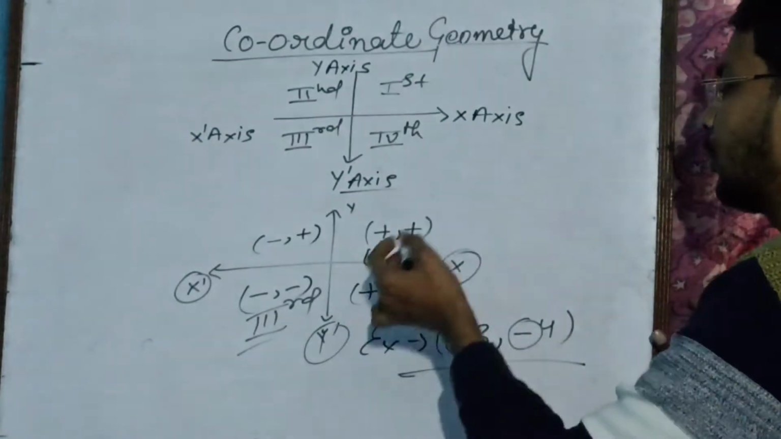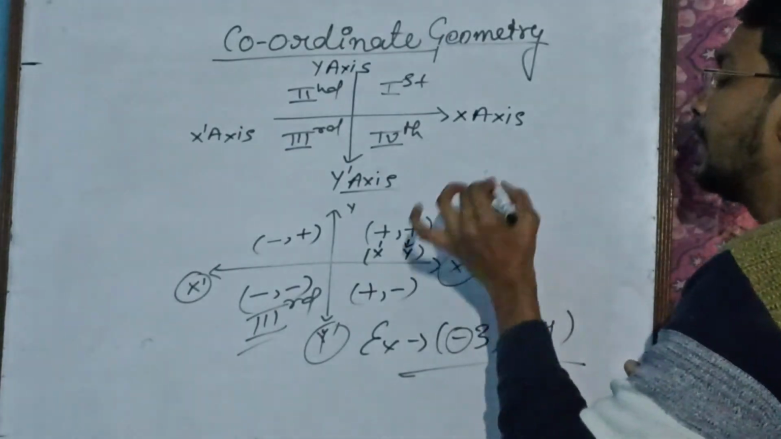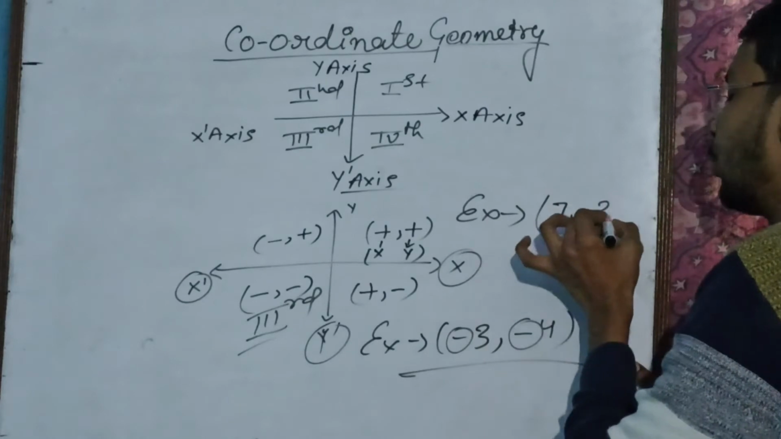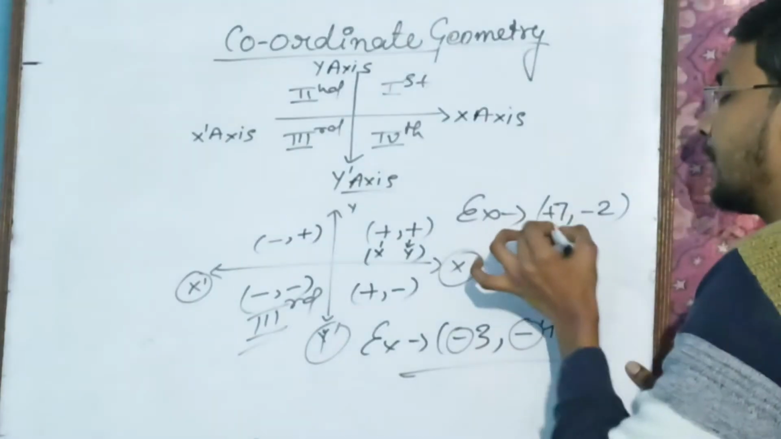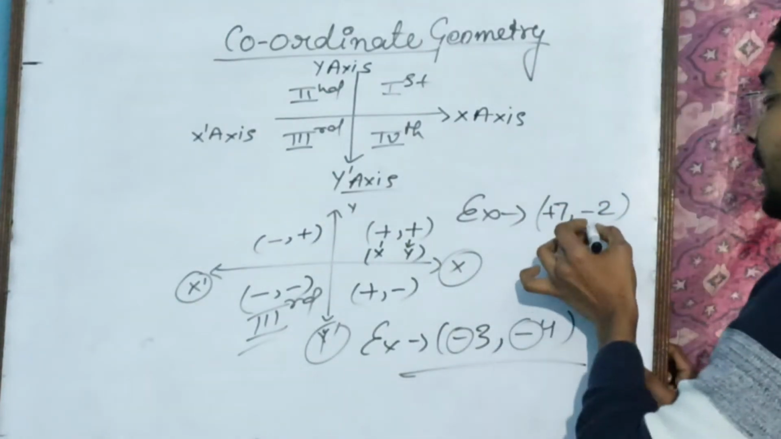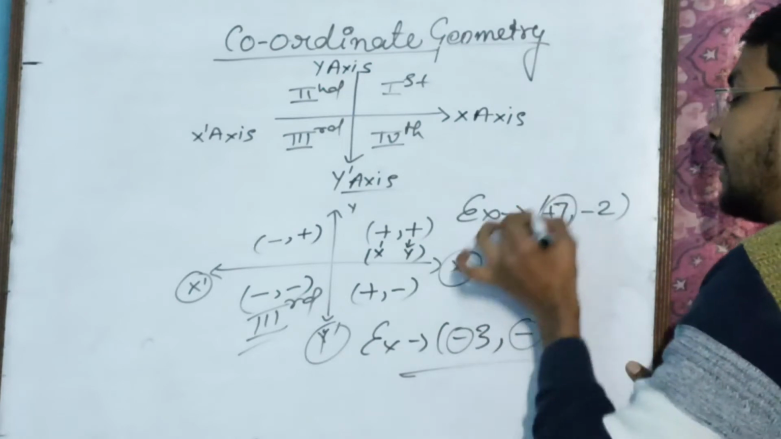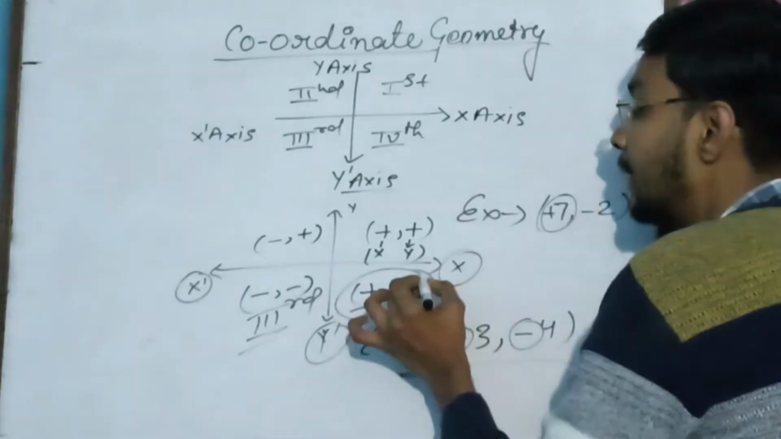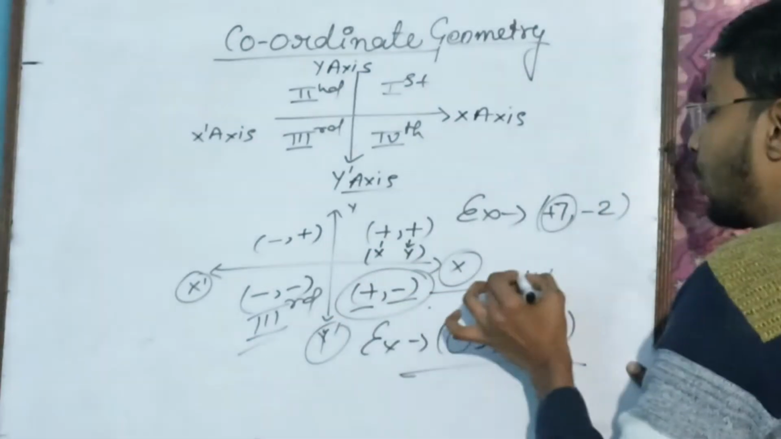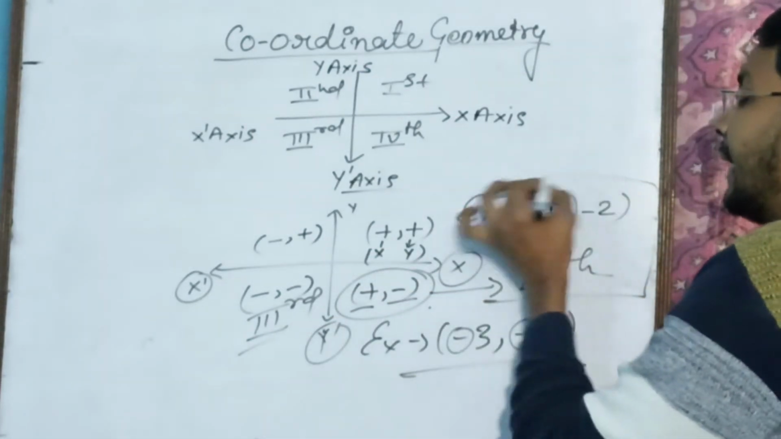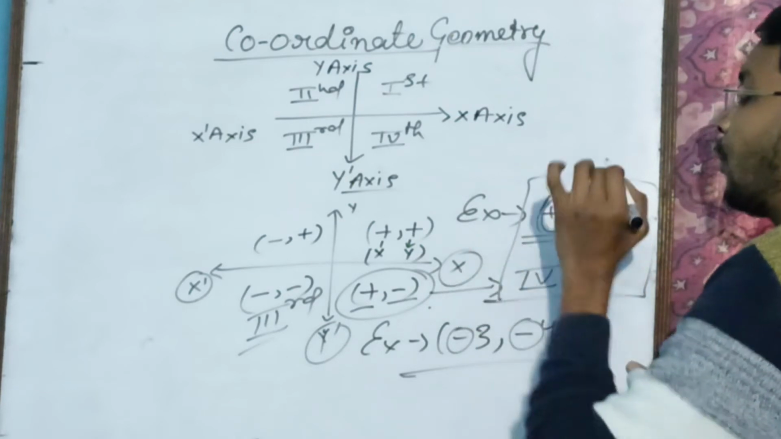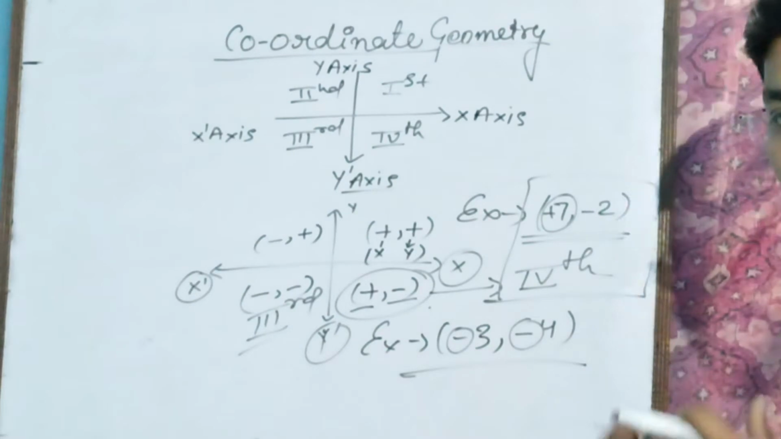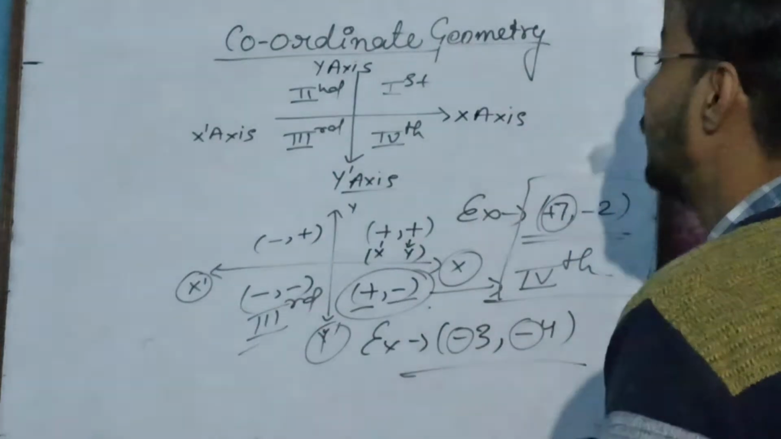Okay friends, for an example, suppose I have written 7 comma minus 2. Here there is a plus sign and a minus sign. Which quadrant is this? This is the fourth quadrant. So you can clearly identify where these points lie on the quadrant. That's a very good thing we have learnt.